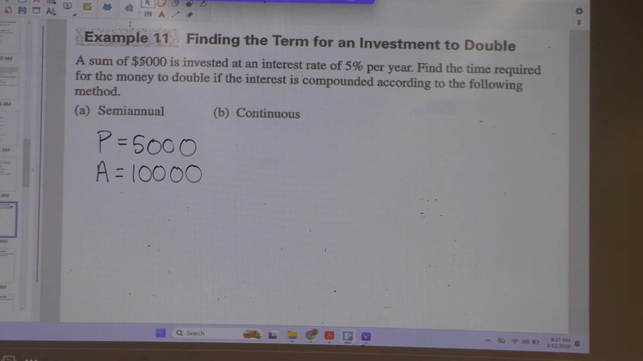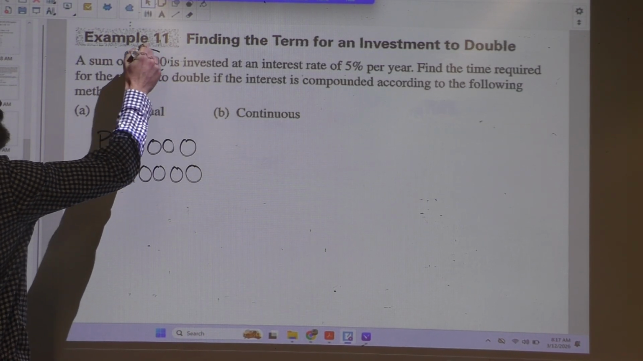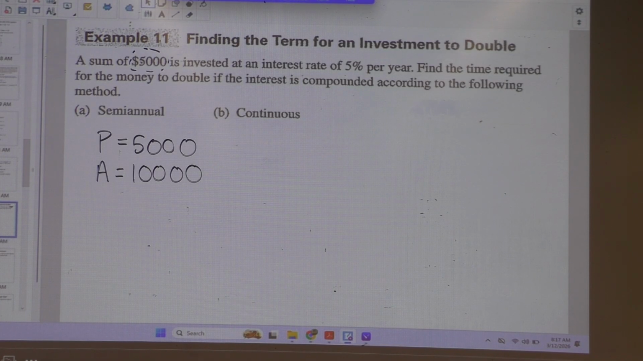I want to remember to point something out about those two numbers. They did not actually need to give me a number that we originally had. It will take the same amount of time for any amount of money to double.